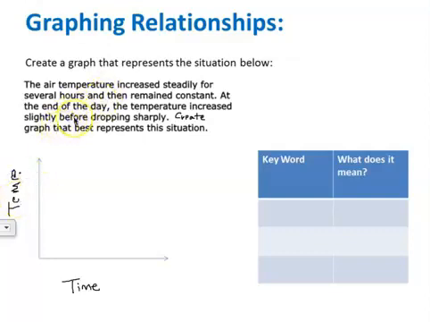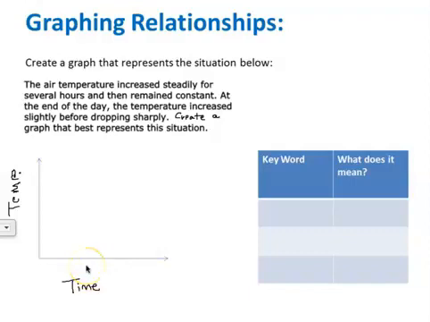All right, so the situation says the air temperature increased steadily for several hours and then remained constant. At the end of the day, the temperature increased slightly before dropping sharply. Create a graph. So we're going to create a graph that best represents this situation. So again, we're graphing a relationship between two things. And in this case, we're looking at the relationship of time and the temperature. How did the temperature change over time?